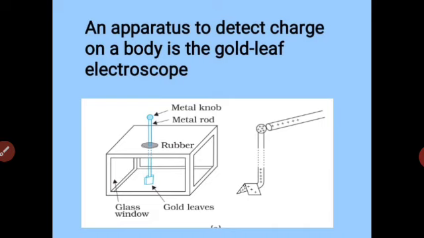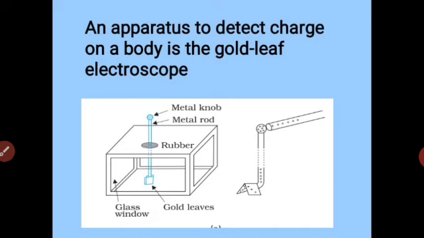We bring a charged rod and touch the metal knob of the electroscope. Immediately we see the leaves move apart. This is because the charges have transferred from the rod onto the metal knob and have travelled through the metal rod to the gold leaves. Because both the leaves take the same charge, they repel each other.